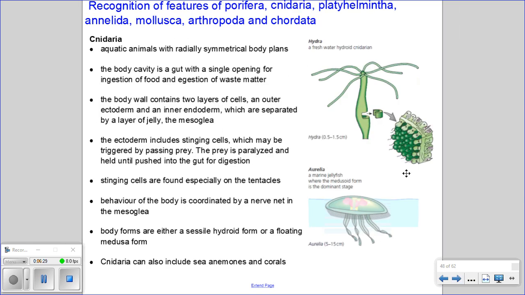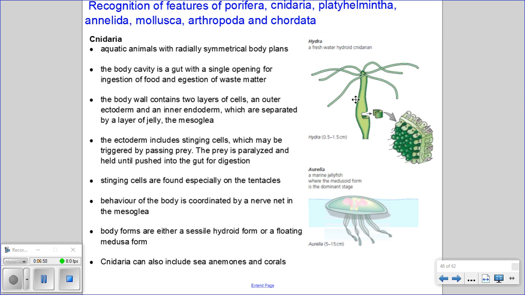Main features of the Cnidaria include that they are aquatic animals with radially symmetrical body plans, meaning their axis of symmetry runs multiple ways. So whichever way you look at this particular organism, you can create symmetry around many different planes. The body cavity is a gut with a single opening for ingestion of food and egestion of waste matter.